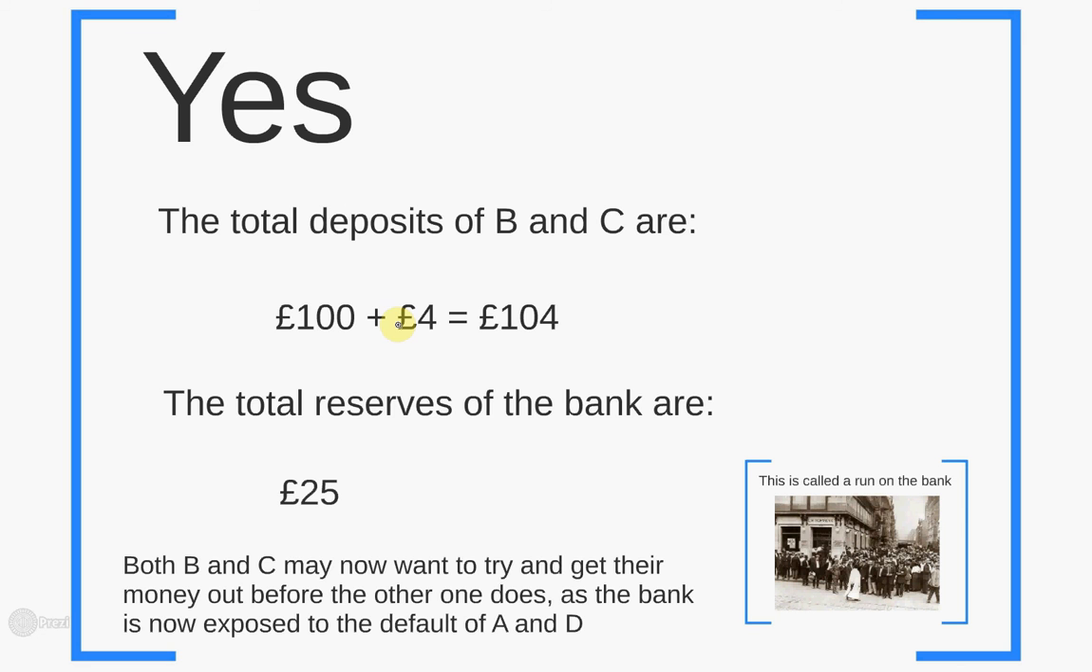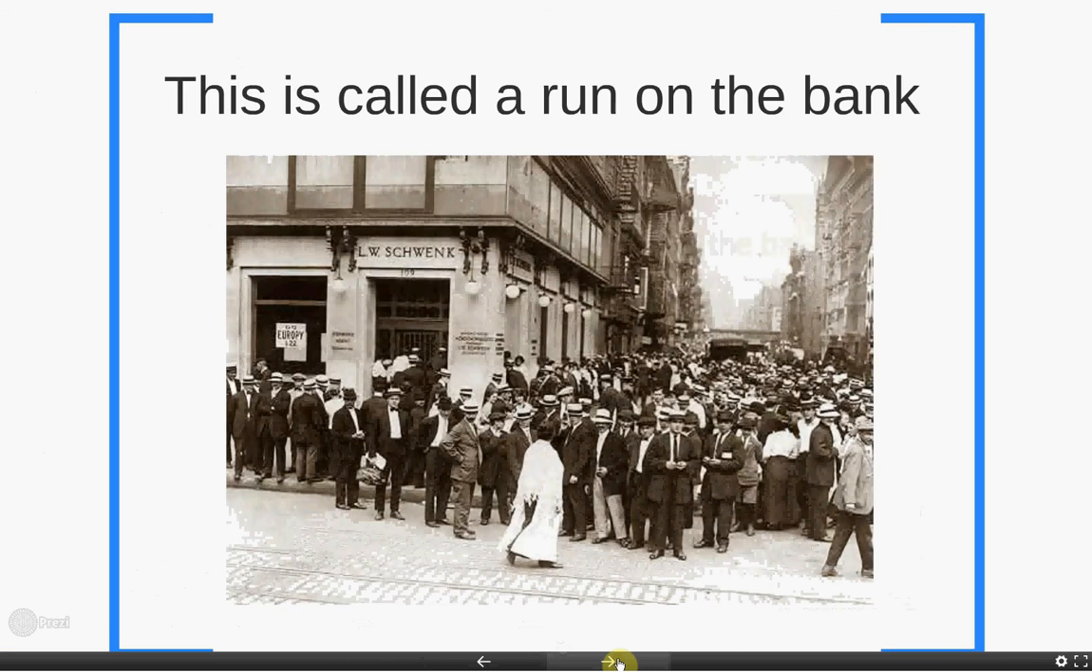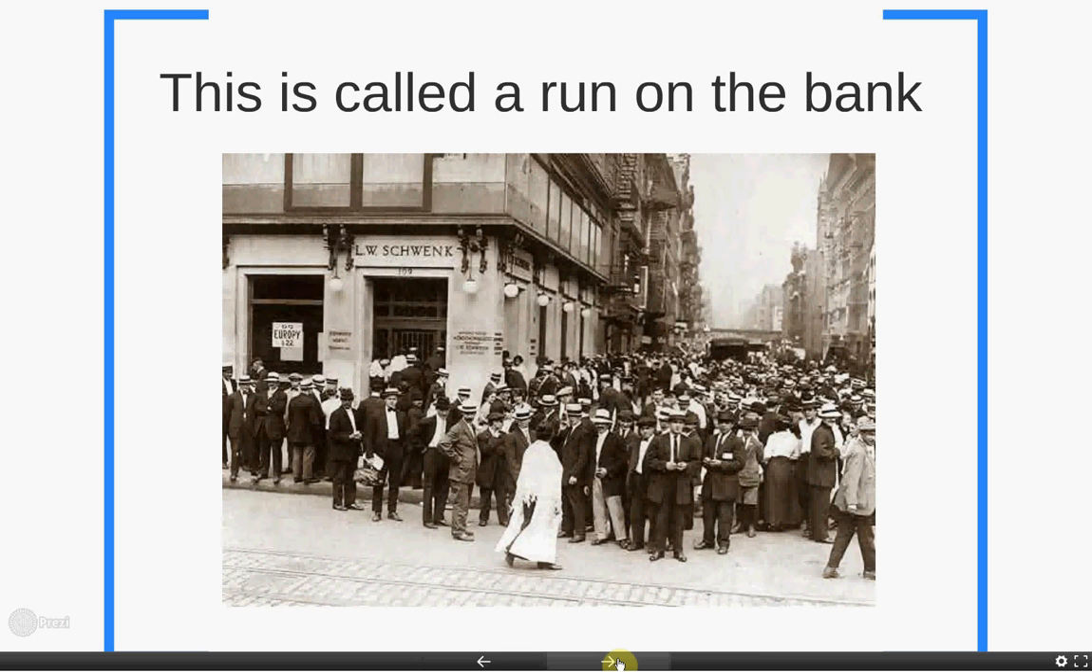So both B and C are looking to get their money out of the bank first, if they believe there's a risk that A and D will default. And that does happen, and it's what we call a run on a bank. And it happened at Northern Rock about 10 years ago. It hadn't happened for 150 years before that. But once you get to a situation where the depositors start to think that the debtors of the bank might not be good for their debts and the reserves are not good enough to cover the deposits, then it is in your interest to get the money out of the bank first.